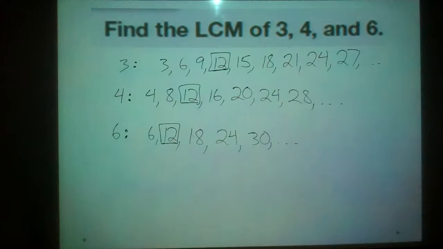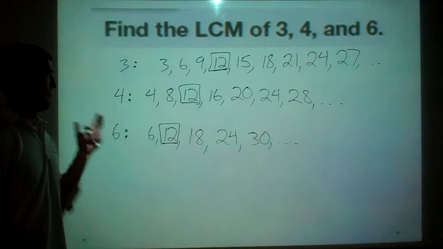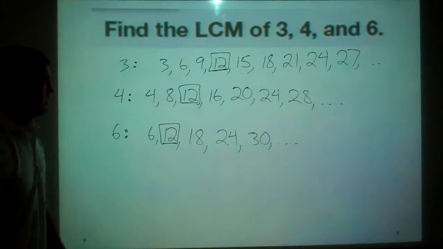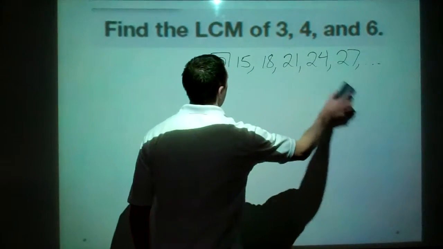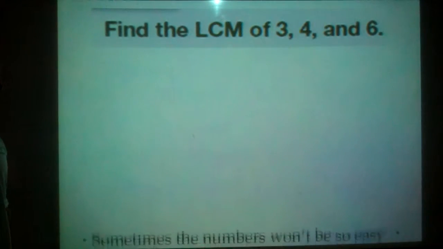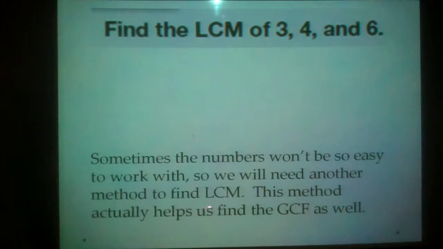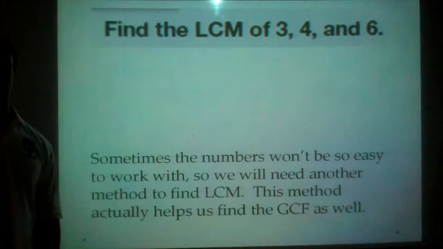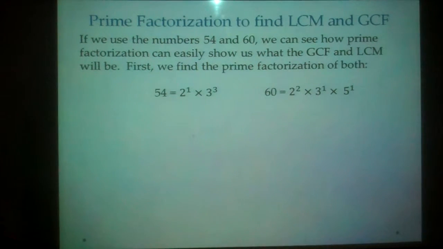Okay, we're doing alright. Now obviously if you have a lot of numbers, it's going to be kind of a pain to make this list. So, we don't want to write lists out every time we have to find the least common multiple of some numbers. So, it says here sometimes the numbers won't be so easy to work with, so we'll need another method to find the LCM. This method will actually help us find the GCF as well. Okay? So, here's something where the prime factorization can help us out.